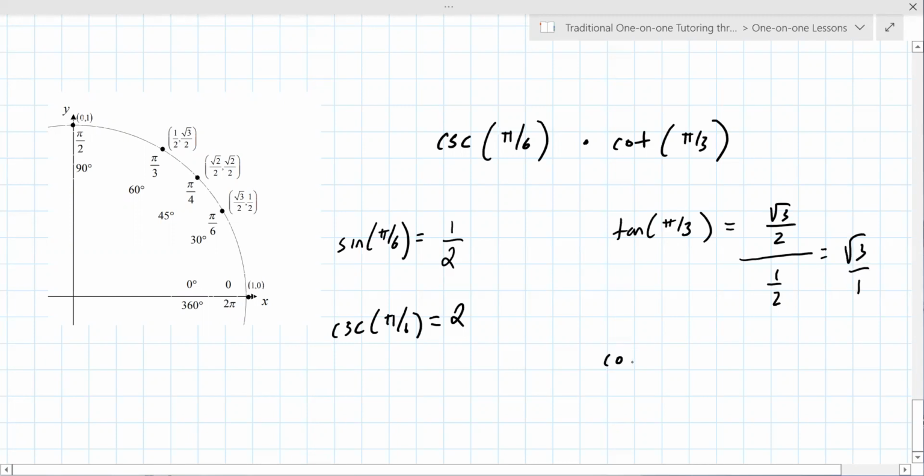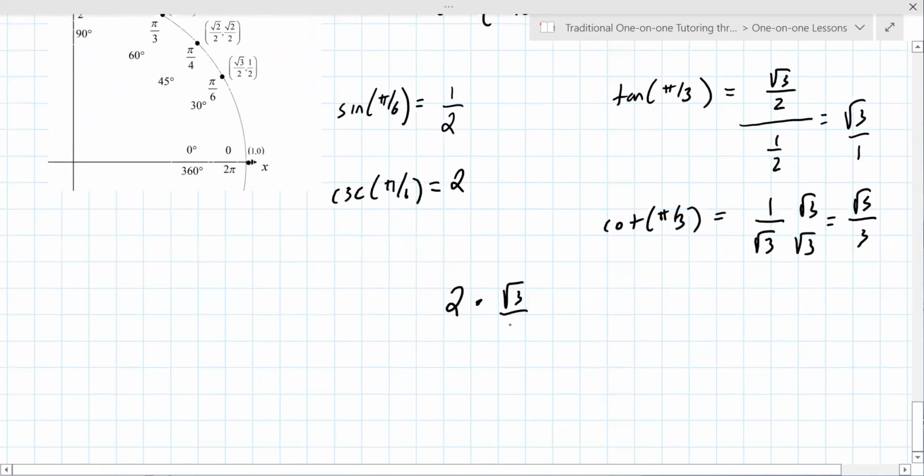And then cotangent is the flip of that. So you flip it. You go 1 over root 3. And then you rationalize. You say, okay, it's root 3 over root 3. So it's root 3 over 3. So the cosecant of pi over 6 is 2 times cotangent of pi over 3, which is root 3 over 3. So your final answer is 2 root 3 over 3.